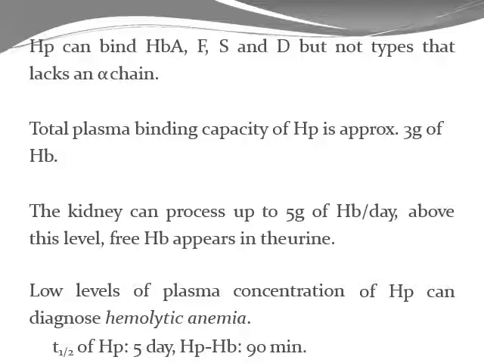The normal concentration of haptoglobin is around 3 grams, which can bind that much hemoglobin, and the kidney can process up to 5 grams of hemoglobin per day. Low level of plasma concentration of haptoglobin can be seen in hemolytic anemia as well.